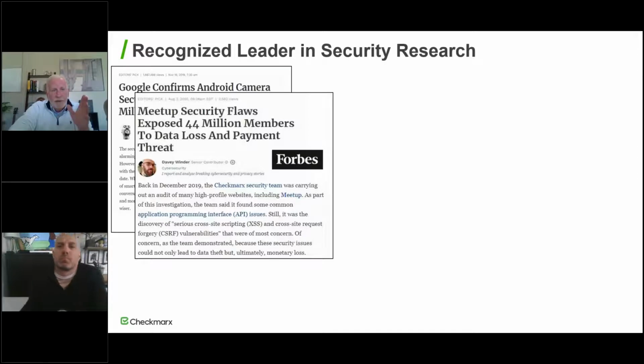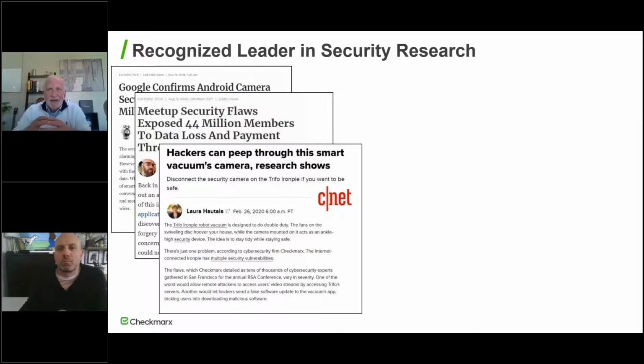Also, Meetup security flaws exposed 44 million members to data loss and payment threat. And this was an interesting one from around RSA last year, about one of those little robot vacuum cleaners that had a camera on it. Our researchers were easily able to use some API vulnerabilities to gain access to the camera manufacturer's cloud, and next thing you know, we had access to basically every vacuum cleaner's camera around the globe. So, some very interesting research. That team focuses on consumer devices and websites.